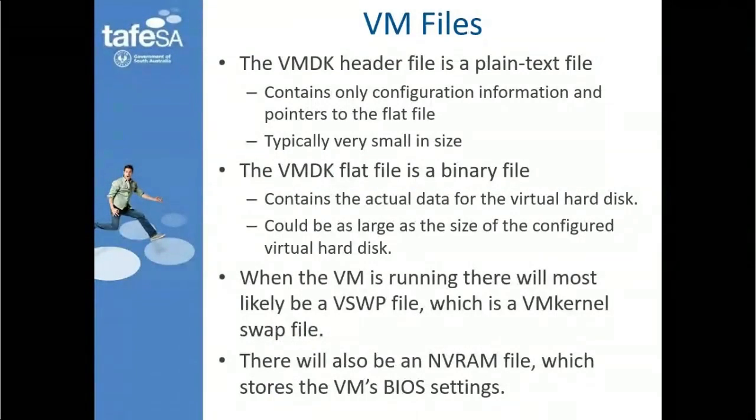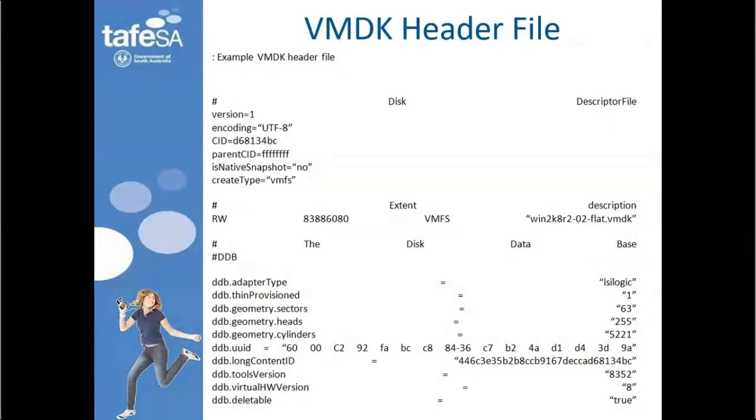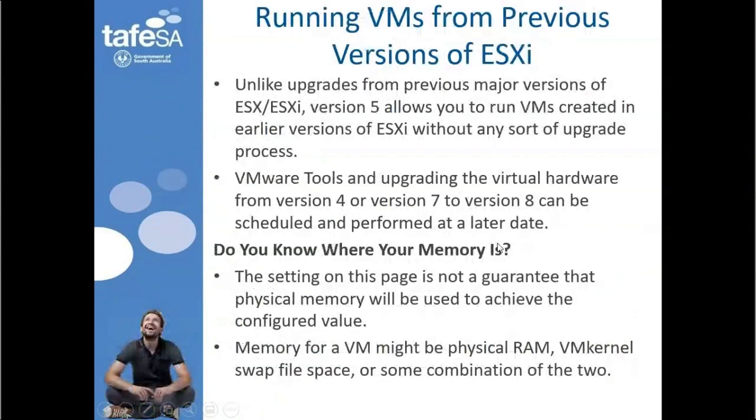So let's continue. Here's the VMDK header file. Like I said, it's a bit like a descriptor. It's a plain text file, but all of this doesn't really make sense to most of us. Obviously there's the hardware version and stuff like that. But as long as you understand that the header file and the flat file work together, it refers to the flat file, which is probably about 8 gigs-ish.